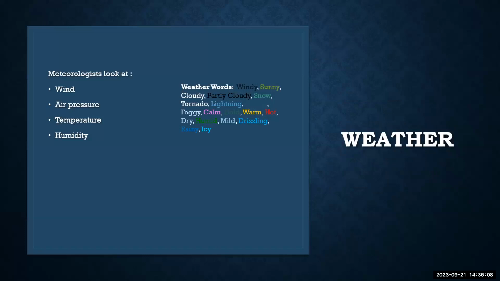And weather, when we are talking, meteorologists look at wind, air pressure, temperature, humidity, and weather words that we usually use: windy, sunny, cloudy, partly cloudy, snow, tornado, lightning, foggy, calm, cold. I think these are some of the common things that we are all aware of: warm, hot, dry, humid, mild, drizzling, rainy, icy. These are commonly used words that we have all come across.